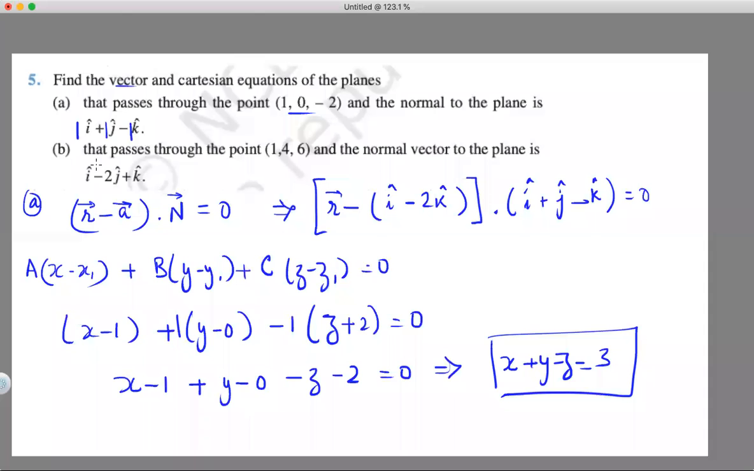Okay. Then the second question is also exactly the same, right? We are given a point and the normal vector to the plane is also given, okay, which is exactly the same question. You just have to plug in different values, okay, so that you can do at home.